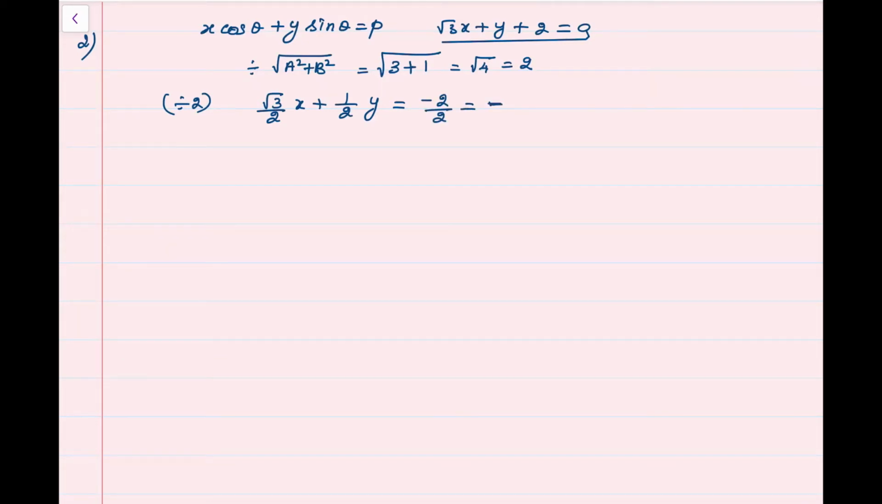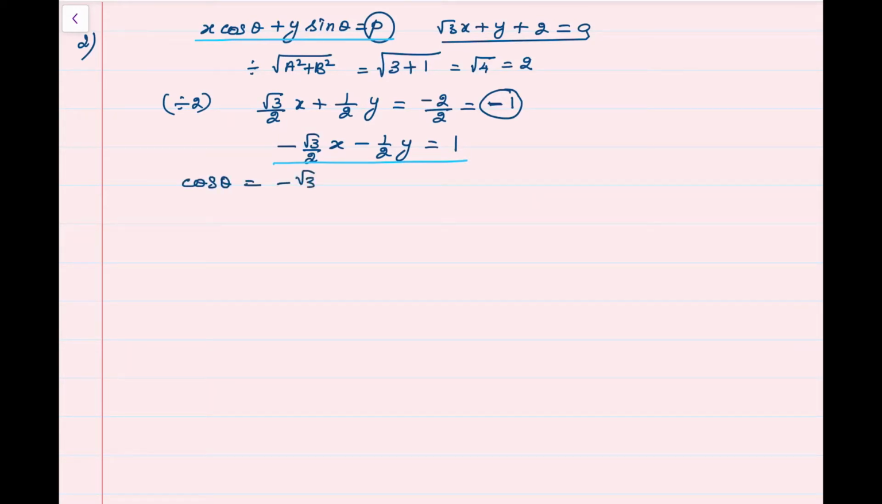We get root 3 divided by 2 x plus 1 by 2 y equal to minus 2 divided by 2, which is minus 1. In the normal form, p is the length of the normal. Therefore, this has to be a positive quantity. Let us change the sign throughout. Minus root 3 divided by 2 x minus half y is equal to plus 1. Now, by comparing these two equations, we can say that cos theta is minus root 3 divided by 2, sin theta is minus half, and p is 1.